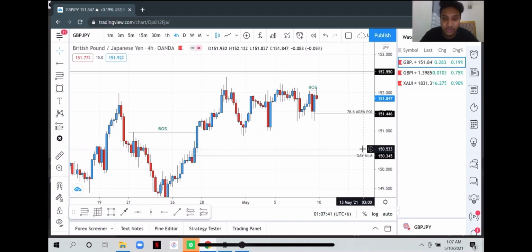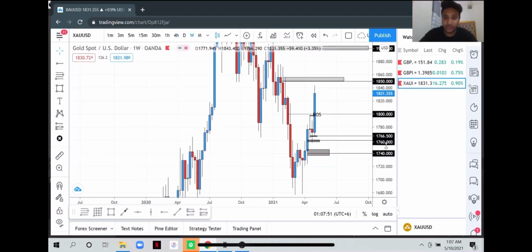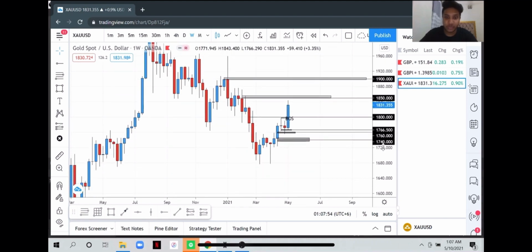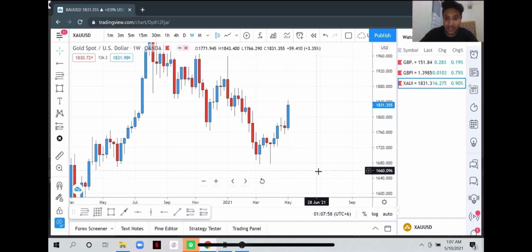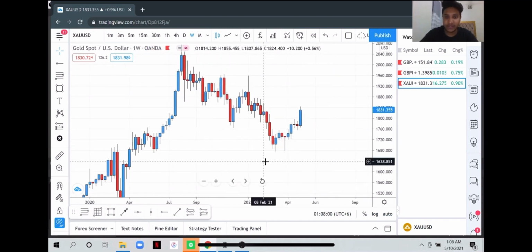We are gonna follow the price. Once consolidation breaks, we are gonna enter our position. We start with weekly. Wow, we got a very nice bullish candle. I didn't trade gold for the last 2 weeks, and we can see a lot happened in gold.